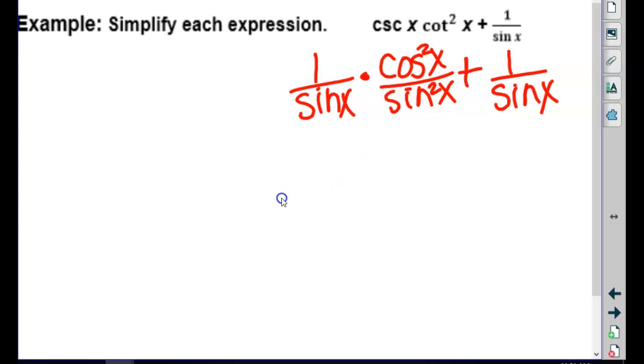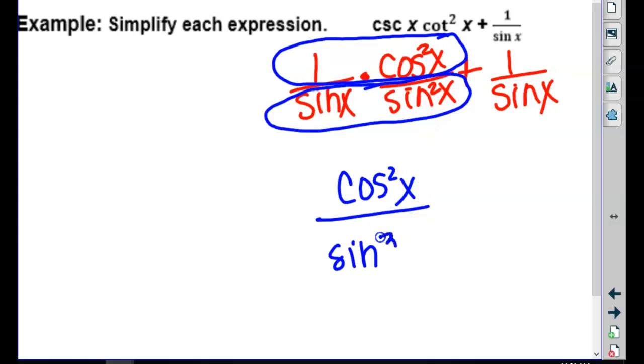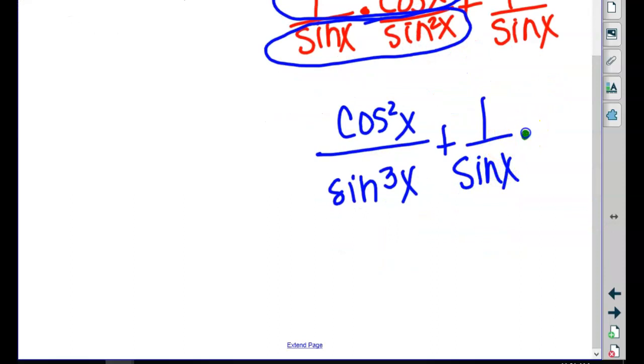So what kind of a mess do I have right here when I multiply these together? This becomes just a cosine squared. What can I do down here? What's a sine times a sine squared? A sine cubed. Well, that helped a lot. Now what? Ideas? To be able to combine these, we need to have a common denominator. What should our denominator be? Sine cubed. So this one I would need to multiply by a sine squared over a sine squared.